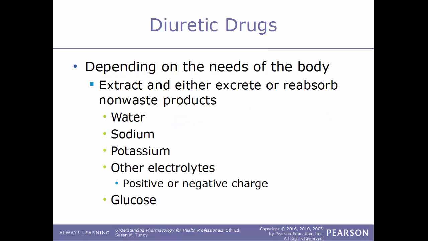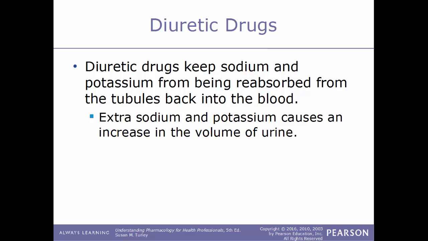Now also, depending on the needs of the body at that time, the kidneys can extract and either excrete or reabsorb non-waste products. These non-waste products can include water, sodium, potassium, electrolytes, either positive or negative electrolytes, and glucose. Now, diuretic drugs keep sodium and potassium from being reabsorbed from the renal tubules back into the blood. So this extra sodium and potassium can cause an increase in the volume of urine.